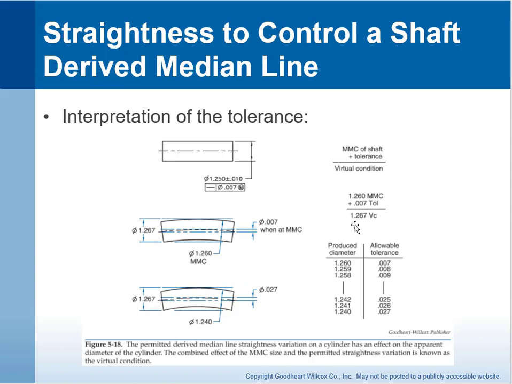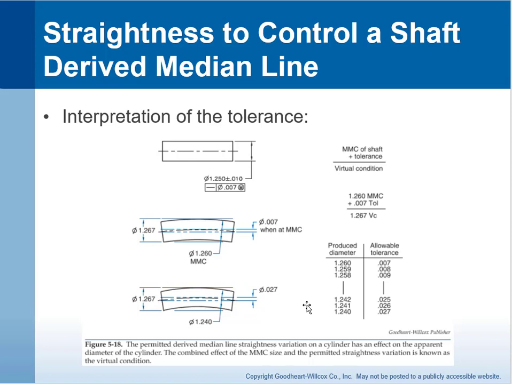We're going to be talking about virtual condition a lot in this class. In this particular case, we got 1.267. That's our virtual condition boundary. It takes care of the MMC of the part plus the straightness tolerance. What this says too, now that we're applying MMC here, is that as we deviate from the maximum material condition, we're allowed more form tolerance.